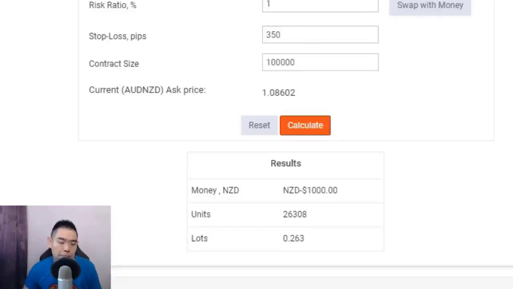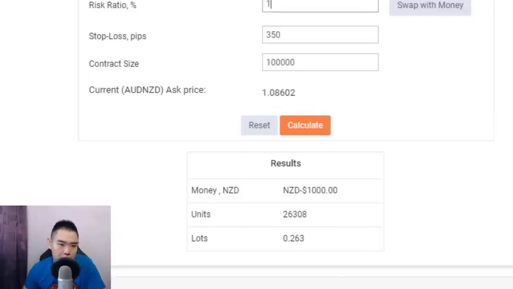So this means, for this particular pound Aussie trade, and let's say your account is in New Zealand dollars and you're risking 1% of this $100,000, if the trade goes against you with a stop loss of 350 pips, you will lose $1,000, 1,000 New Zealand dollars, in your trading account, which is the 1% that we have defined over here, right? And this is the position size that you should be trading with, 2.6 mini lots. Okay, make sense? So this is how you use a position sizing calculator.